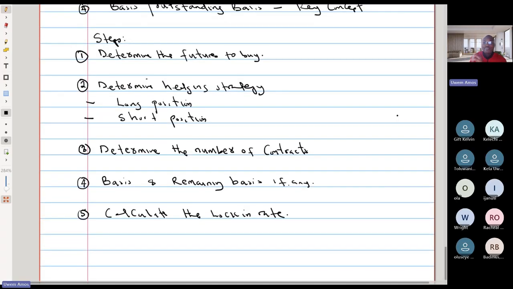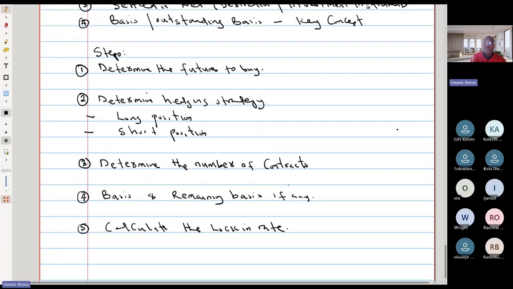All right, so these are the steps. If you follow these steps, whenever you're dealing with futures, you would not get it wrong, and you will not overthink it because you have a methodical approach to follow. 1, what futures do we buy? 2, what's our hedging strategy? 3, the number of contracts. 4, basis and remaining basis. 5, we calculate our lock-in rate, and that determines what our locked-in LIBOR is.